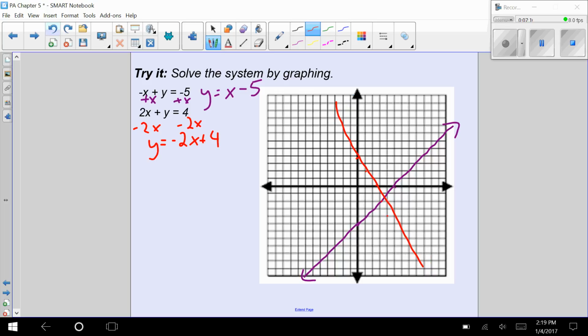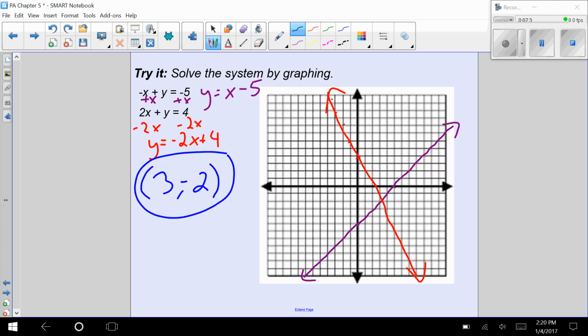Now you see the importance of drawing a nice line because I missed my point and now I don't have a nice intersection. If I draw my line more neatly, there it goes. Now we can see that the solution is 1, 2, 3, negative 2. So it's 3, negative 2.